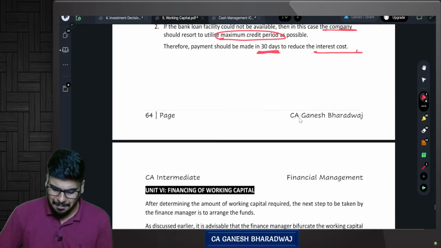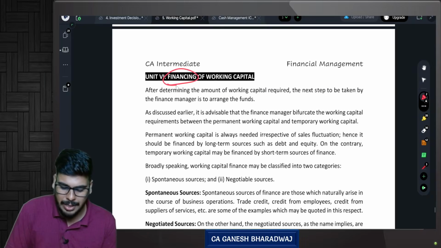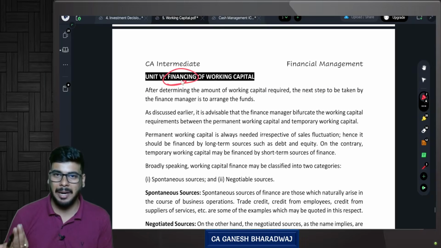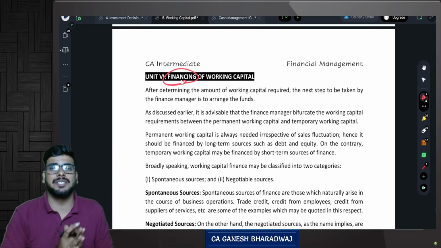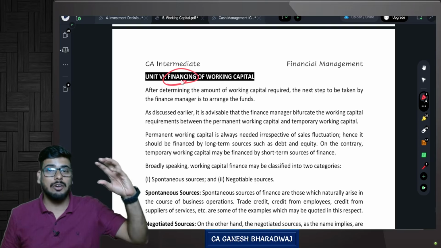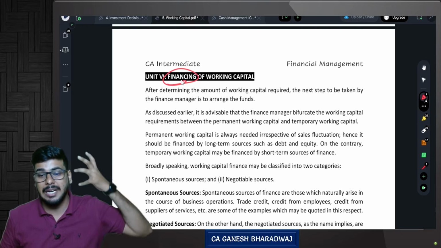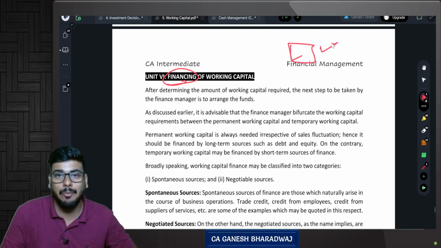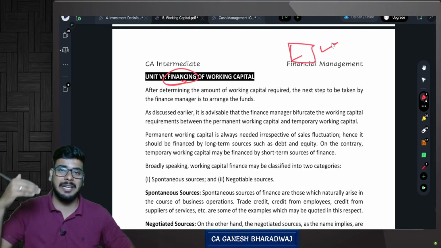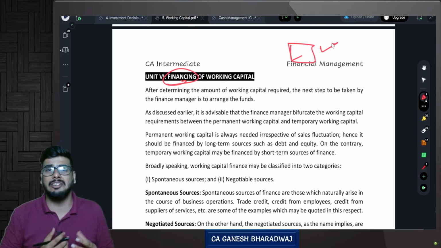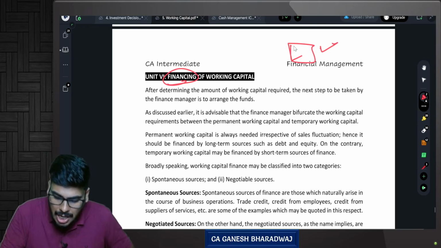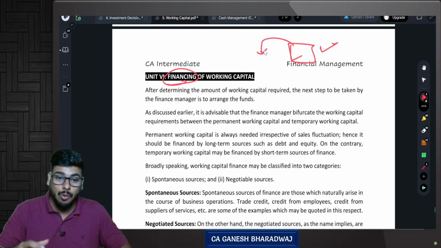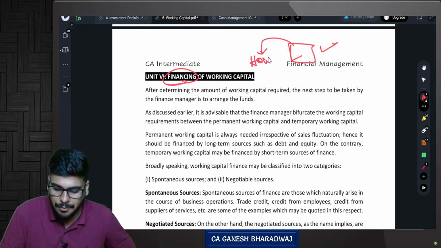Now, the final part is actually financing of working capital. This is basically a theoretical part. So now, in the first segment of the chapter, we saw how do you calculate the amount of working capital required, correct? Working capital investment, how do you calculate the amount? Yes, we saw current assets minus current liabilities. We saw all those calculations with the working capital cycle and all. Now, this segment talks about how do you finance it? How do you arrange for this finance?